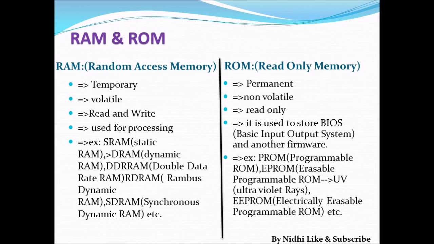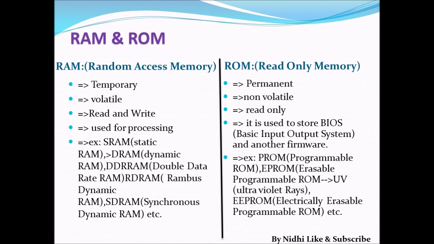Similarly, in ROM, we are having PROM, programmable ROM, that is we can program it only once at the time of manufacturing. EPROM, it is erasable programmable ROM. The manufacturer can erase this memory with the help of ultraviolet rays, and in this whole data can be erased at a time. And EEPROM is electrically erasable programmable ROM.